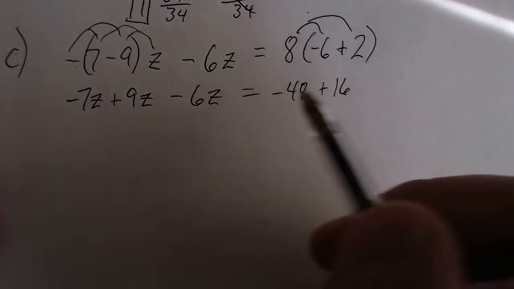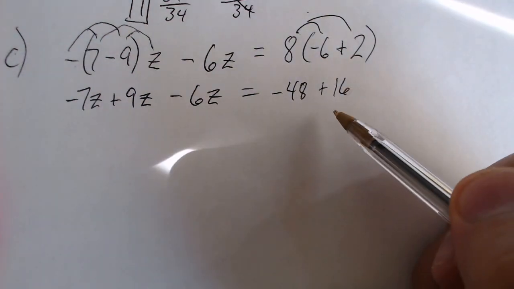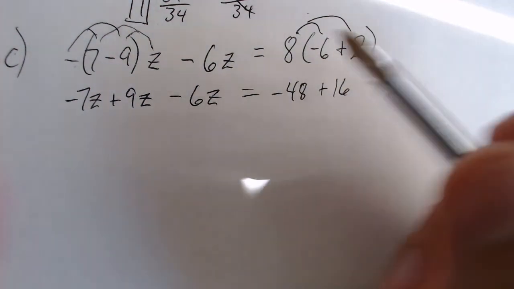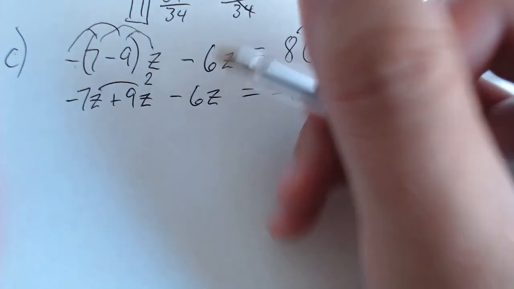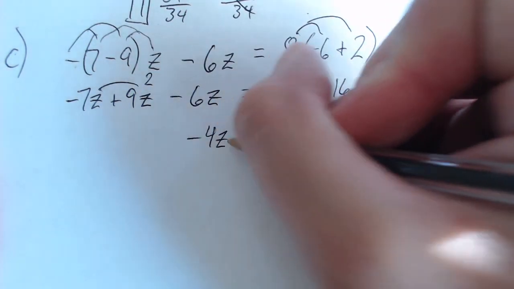Here we see that all of our z's are already on one side and all of our whole numbers are already on their own side. So we just have to combine like terms and then solve for z. So negative 7 plus 9 gives me positive 2. 2 plus negative 6 gives me negative 4z.